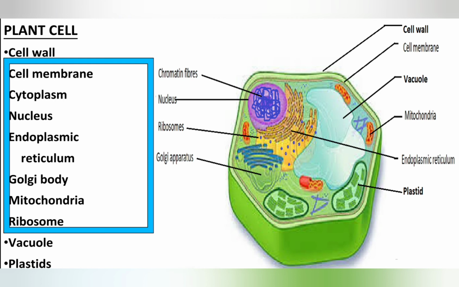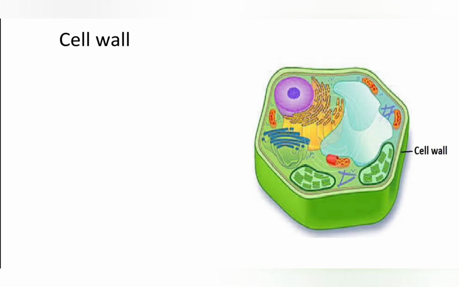So first we are going to learn about the cell wall. The cell wall is the outermost covering in the plant cell. Remember, in the animal cell, the outermost covering was the cell membrane. Animal cells do not have a cell wall. Plant cells have a cell wall and a cell membrane, right? The cell wall is a non-living rigid structure present in the plant cell, and it is made up of cellulose.